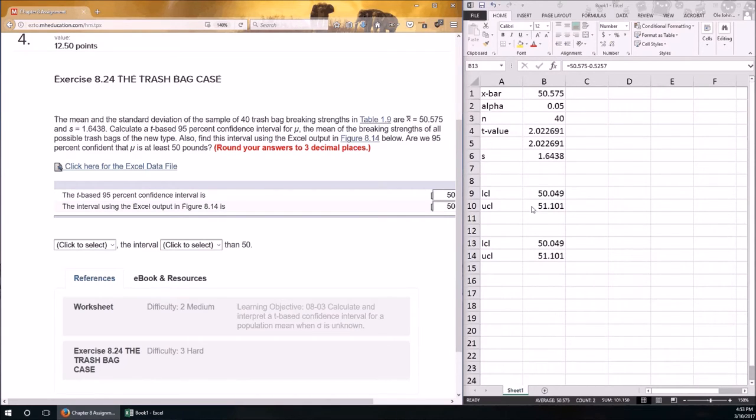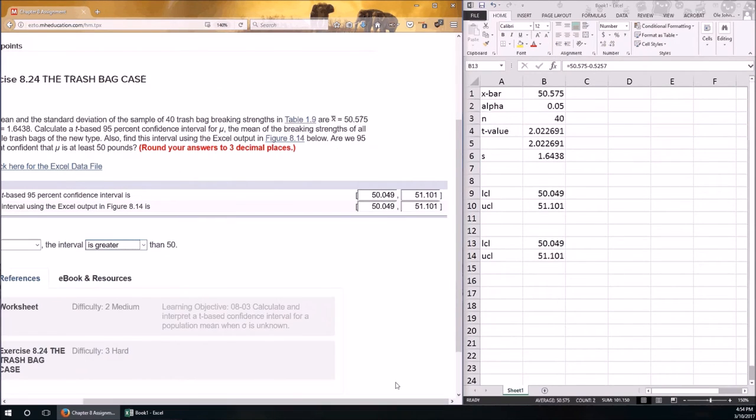To calculate confidence intervals for one sample based on the t, you need an x bar. You need an s. X bar is the sample mean. S is the sample standard deviation. You need an n, sample size. You need to know your alpha, which is 100% minus your confidence level of 95%. And the lower limit is just x bar minus the t times s divided by the square root of n. And the upper is just x bar plus t times s over the square root of n. And that's it.